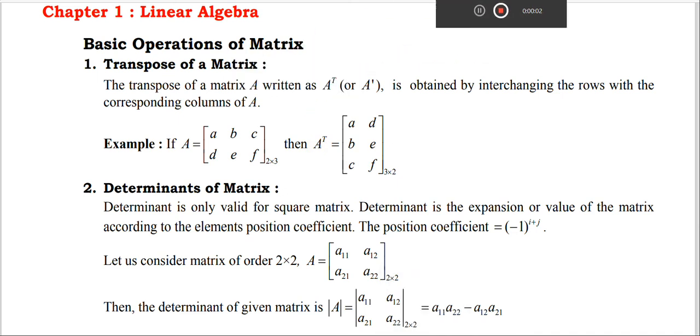Hello everyone. So this is a revision video for linear algebra. We will see only the many important terms.